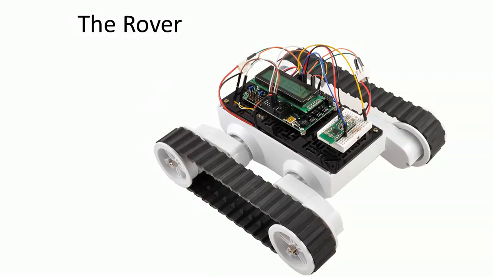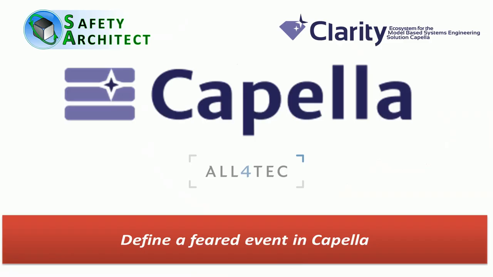This example is based on a rover. A rover is a space exploration vehicle designed to move across the surface of a planet or another celestial body.